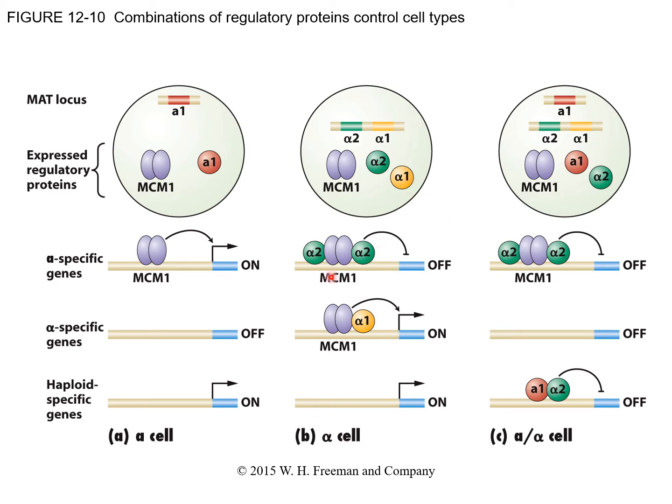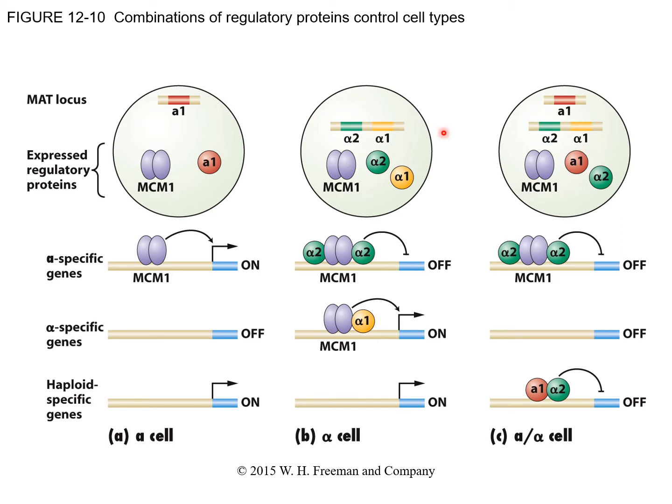Now, if we look at the alpha cells, they want to transcribe only the alpha-specific genes and not the A-specific genes. At the MAT-alpha locus, alpha 2 and alpha 1 proteins are transcribed. Alpha 2 binds to MCM1 and prevents it from transcribing the A genes, because remember, it only wants alpha genes. Instead, alpha 1 will also bind to MCM1, to different copies of that same protein, and it will recruit it to the regulatory region of the alpha-specific genes. That allows transcription of only the alpha genes and repression of the A-specific genes. In both these cell types, haploid-specific genes are always transcribed because these cells are haploid.